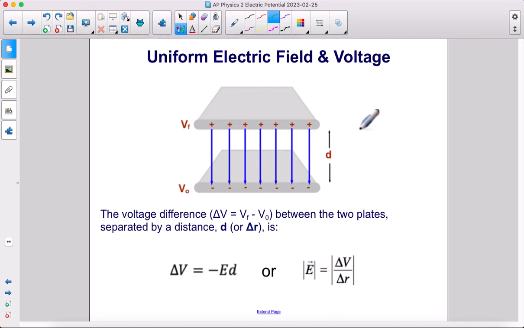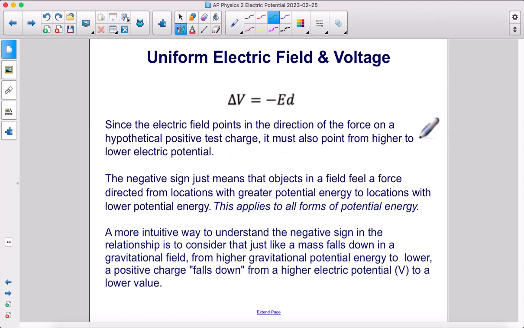In summary, the voltage difference between the two plates, separated by a distance d, or as it's written on the AP2 equation sheet, r, is V equals Ed, or on the AP2 equation sheet, they get rid of that negative sign by just putting everything inside absolute value signs. So the electric field between these plates is equal to the difference in voltage divided by the distance between the plates. Since the electric field points in the direction of the force on a hypothetical positive test charge, it must also point from higher to lower electric potential.